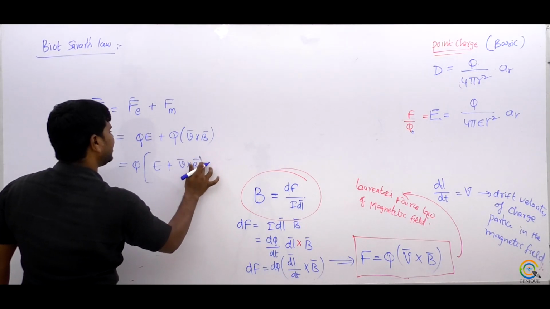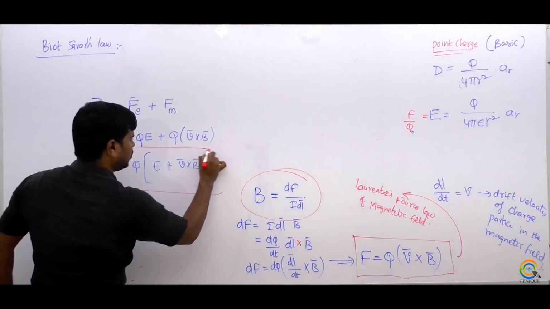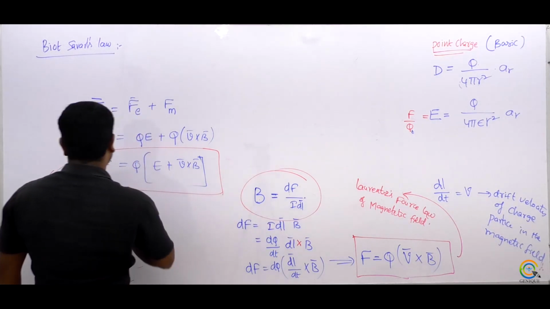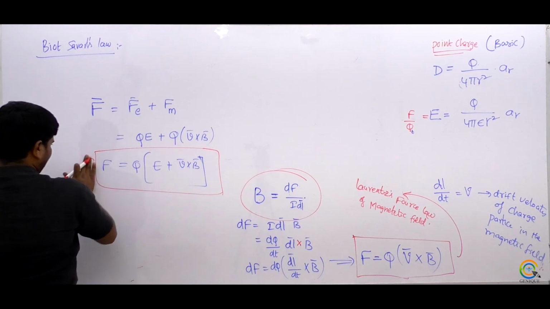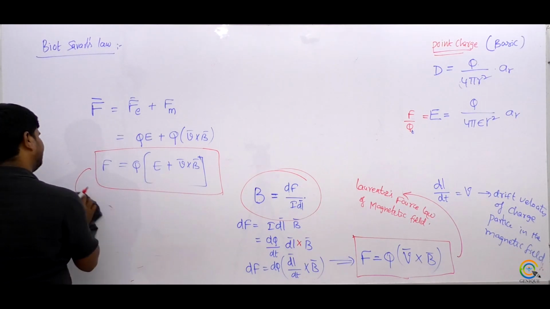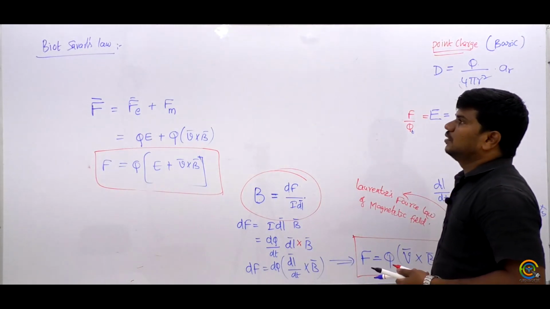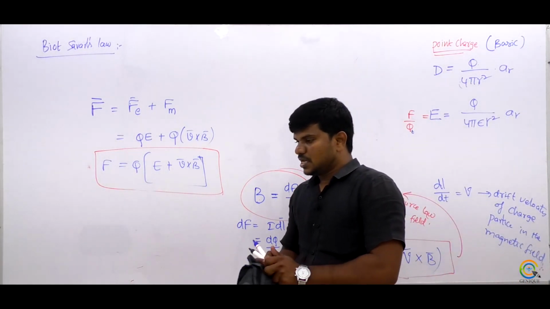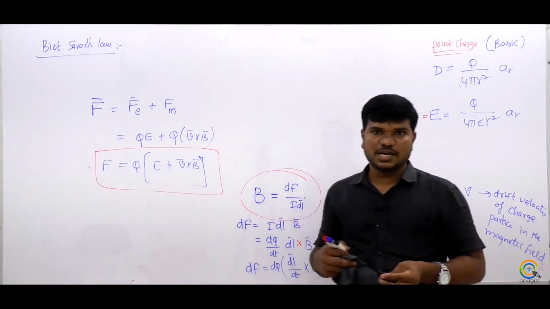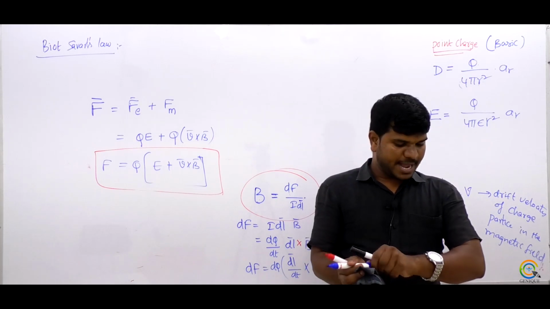And this is a very, very important relation. It is called the Lorentz force equation. This represents the nature of the field. I hope you got this. So that is the Biot-Savart law, and what is the force in the electric field and what is the force in the magnetic field.